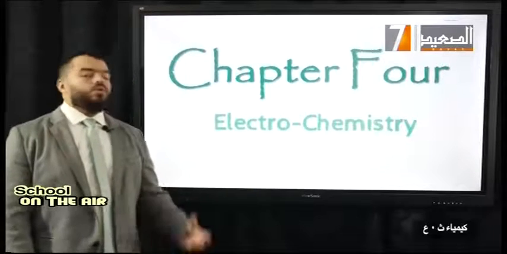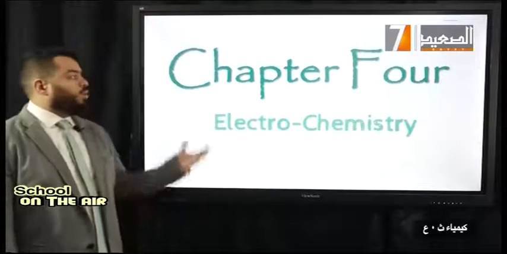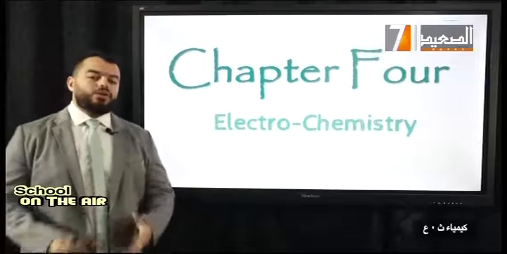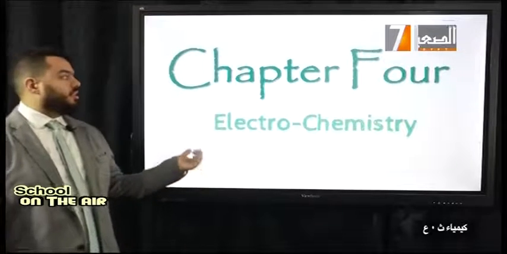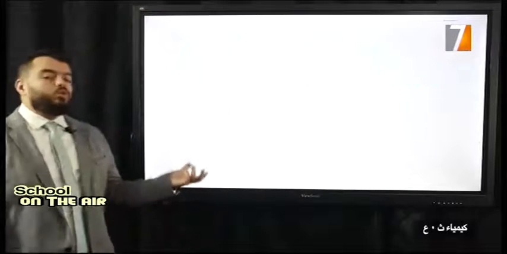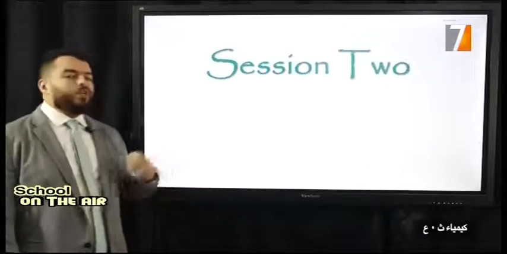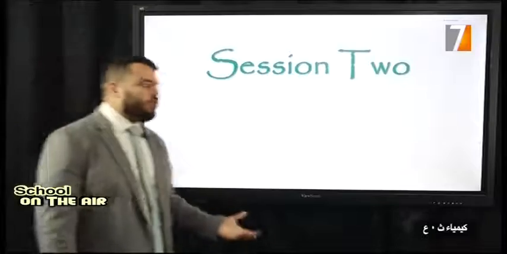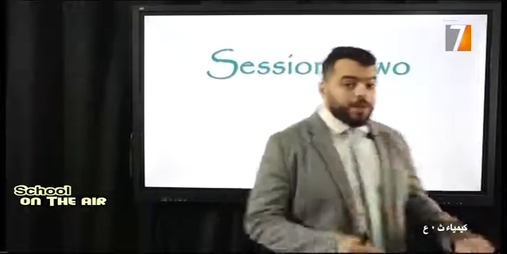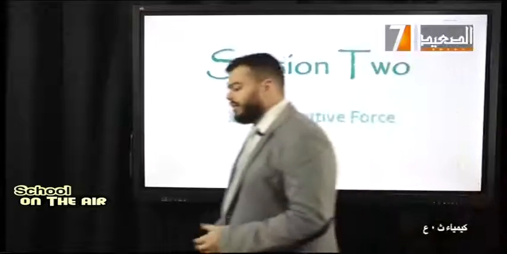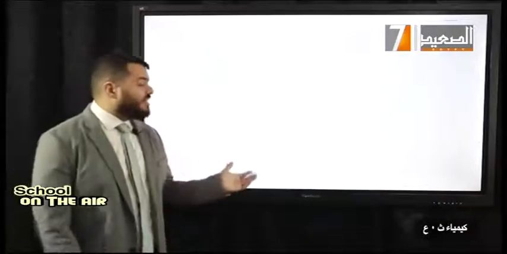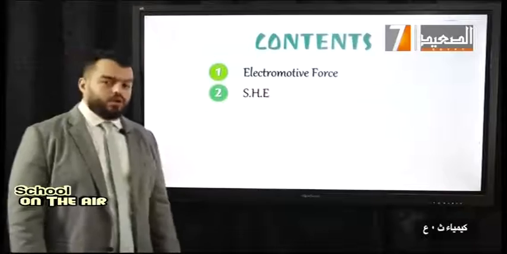Today we are going to continue what we started in the last session, and we are going to continue our explanation of chapter 4, electrochemistry. We are going to discuss here in session 2 the electromotive force and how we choose the zinc rod to be the anode and the copper rod to be the cathode. We are going to study here the electromotive force and the standard hydrogen electrode.